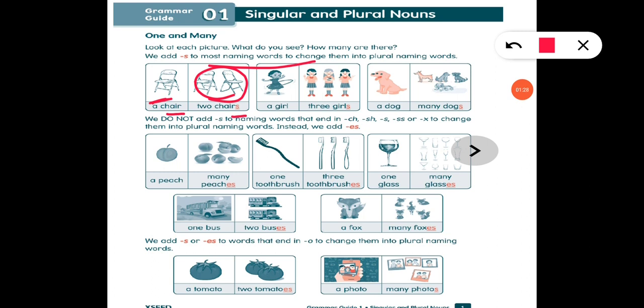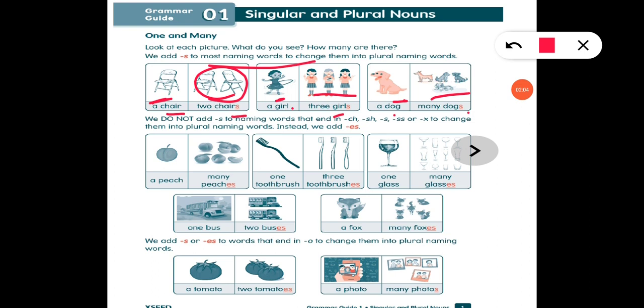Next one, a girl. Girl is singular. Here are three girls, and girls is plural. Girl, girls. We add s at the end of girl to make it plural. Now look at this picture. Here is a dog. Here are many dogs. Dog, dogs. We add s at the end of dog to make it plural. I hope it is clear to you, students.